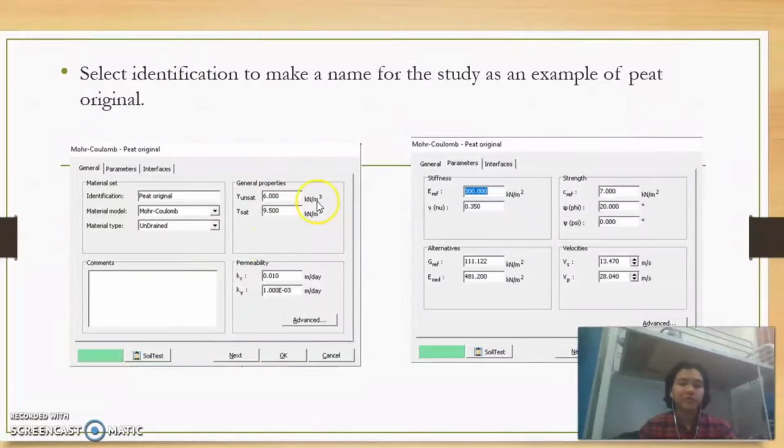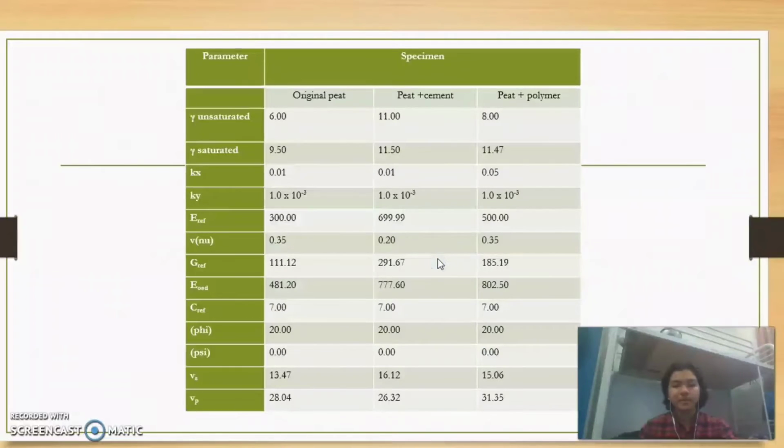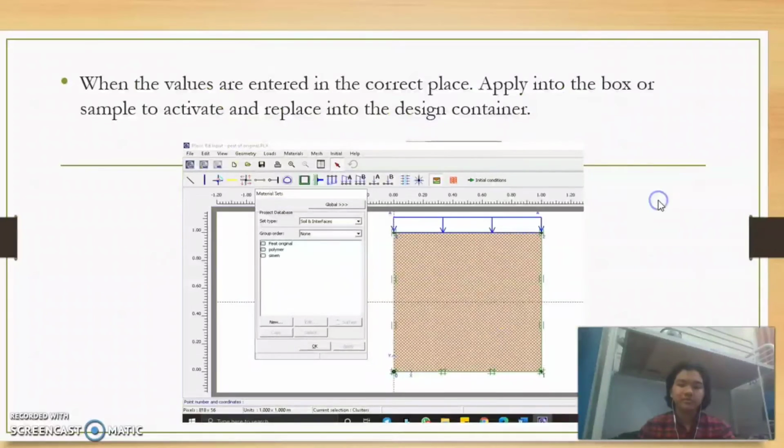This data we obtained from previous studies, and some of it we use from the global values, which are already in Plaxis 2D. So this is the list of parameters that we have used for original peat, peat and cement, and peat and polymer. When the values are entered in the correct place, apply it to the box or sample to activate and replace it into the design container, so the material will be activated.